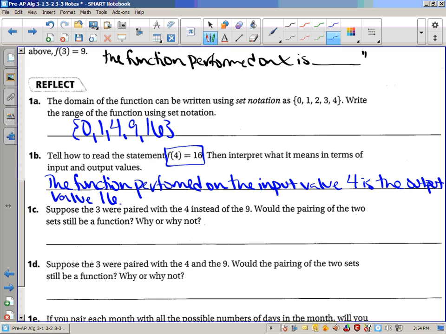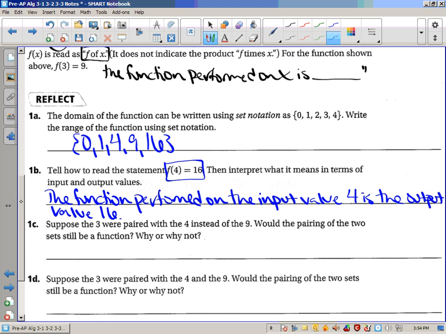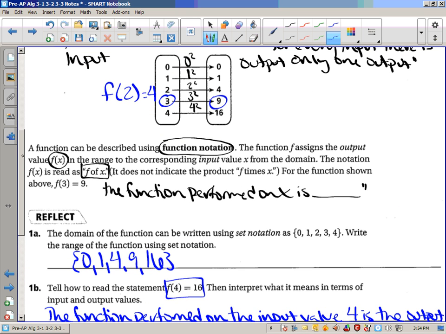Now let's talk about the definition of a function. Suppose the 3 were paired with the 4 instead of the 9. Would the pairing of the two sets still be a function? Why or why not? So instead of 9, I put a 4. Is this still a function?